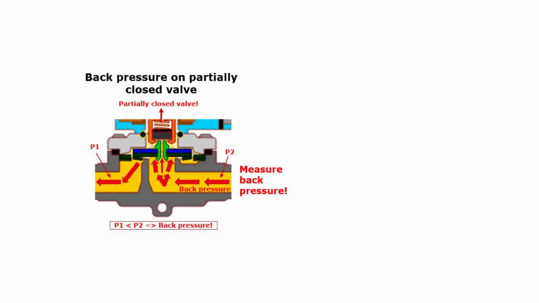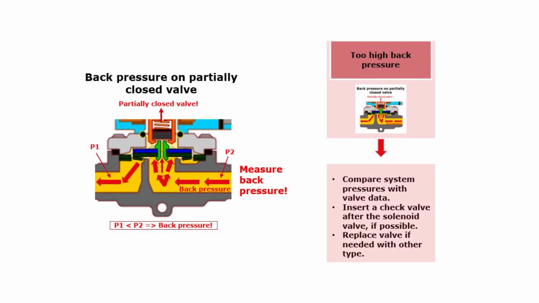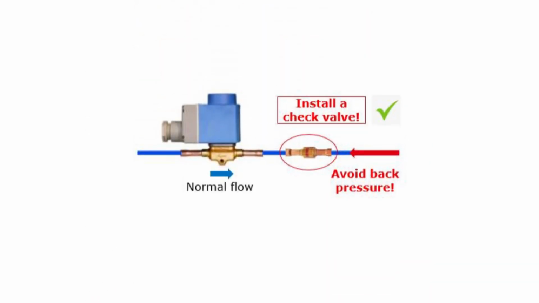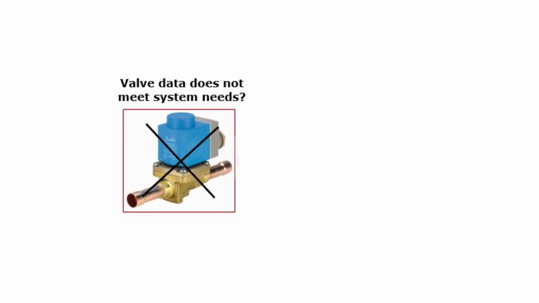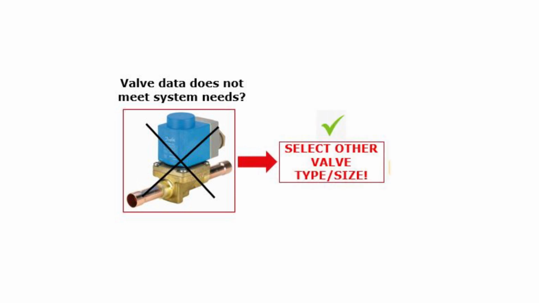Now, if there seems to be back pressure acting on the valve outlet, then change the process and/or system layout to avoid this. And maybe install a check valve after the solenoid valve if possible, as seen here. This is to ensure correct closing of a solenoid valve. If the system conditions cannot be adjusted to ensure that the valve can close, then, if possible, replace the valve with another type and/or size to meet the given system conditions.